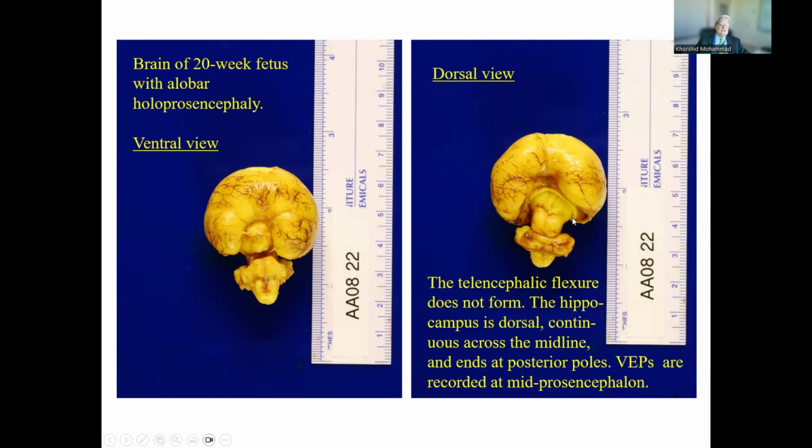That band of tissue is the hippocampus. It's fused in the midline, and it is dorsal in position instead of being ventral, because the telencephalic flexure has not formed. So the hippocampus remains dorsal, and it's continuous across the midline, and it ends at the posterior poles. The visual evoked potentials are recorded at the middle of the prosencephalon.